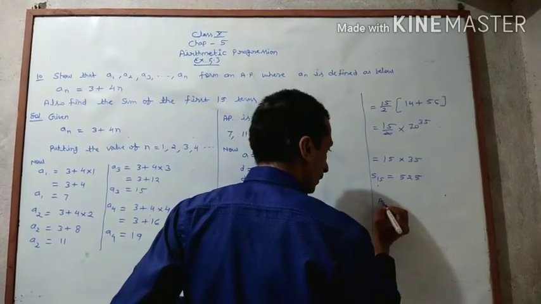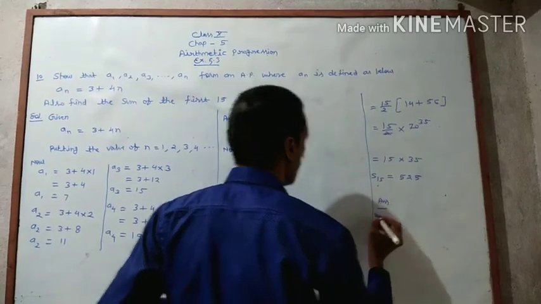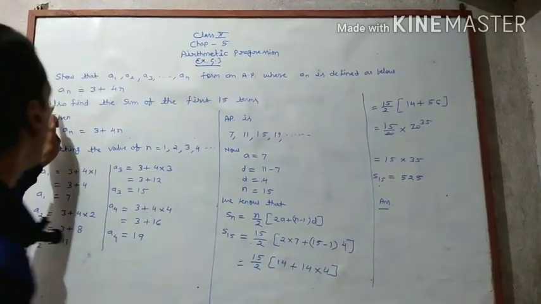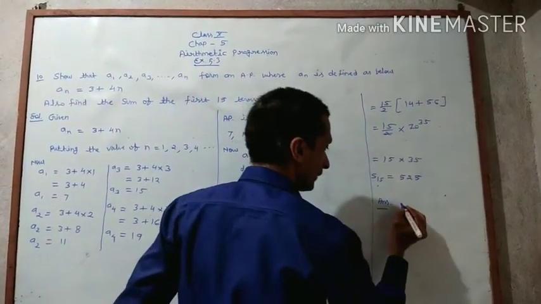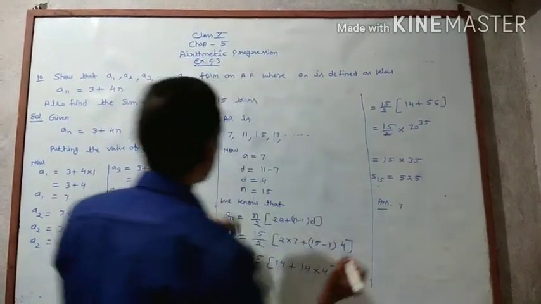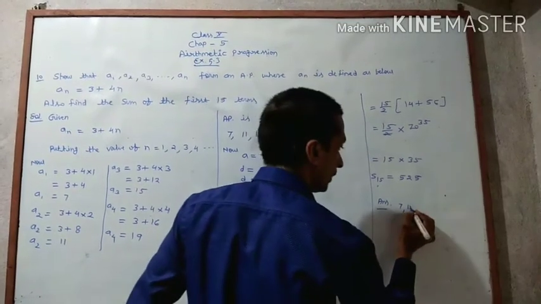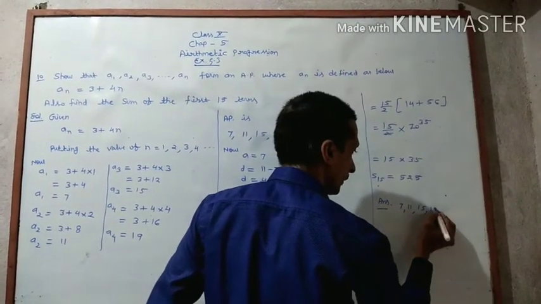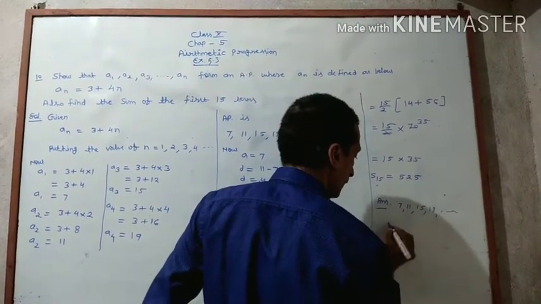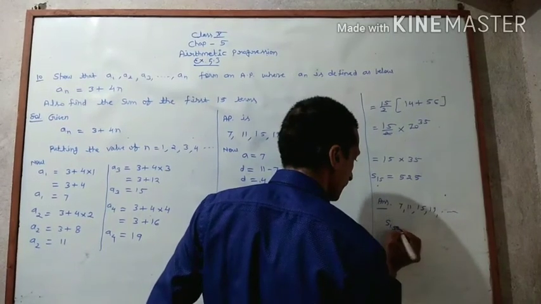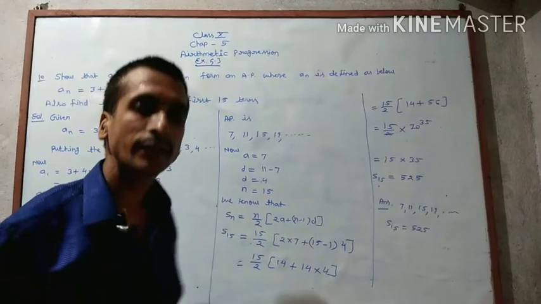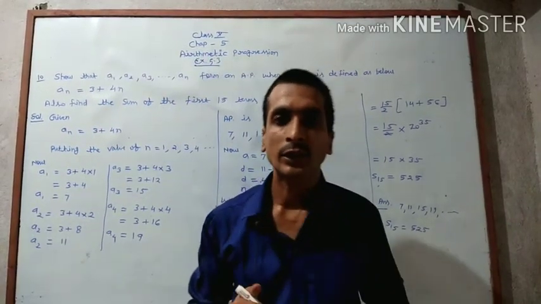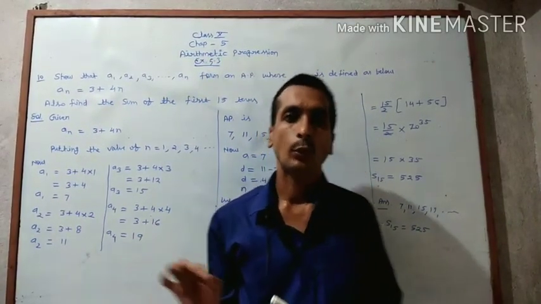So the required values, there are two things here. The first is, also find the sum of the first 15 terms. So the series is 7, comma 11, comma 15, comma 19, and so on. And the second answer, S15, is equal to 525. Okay friends, and this exercise is completed, exercise number 5.3.